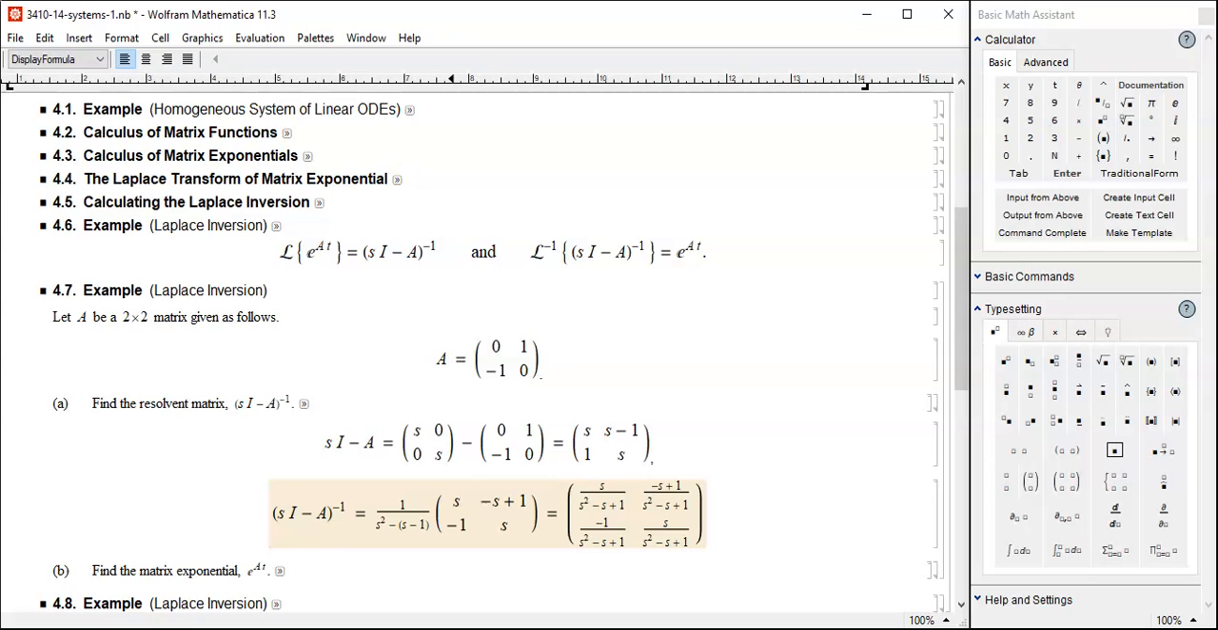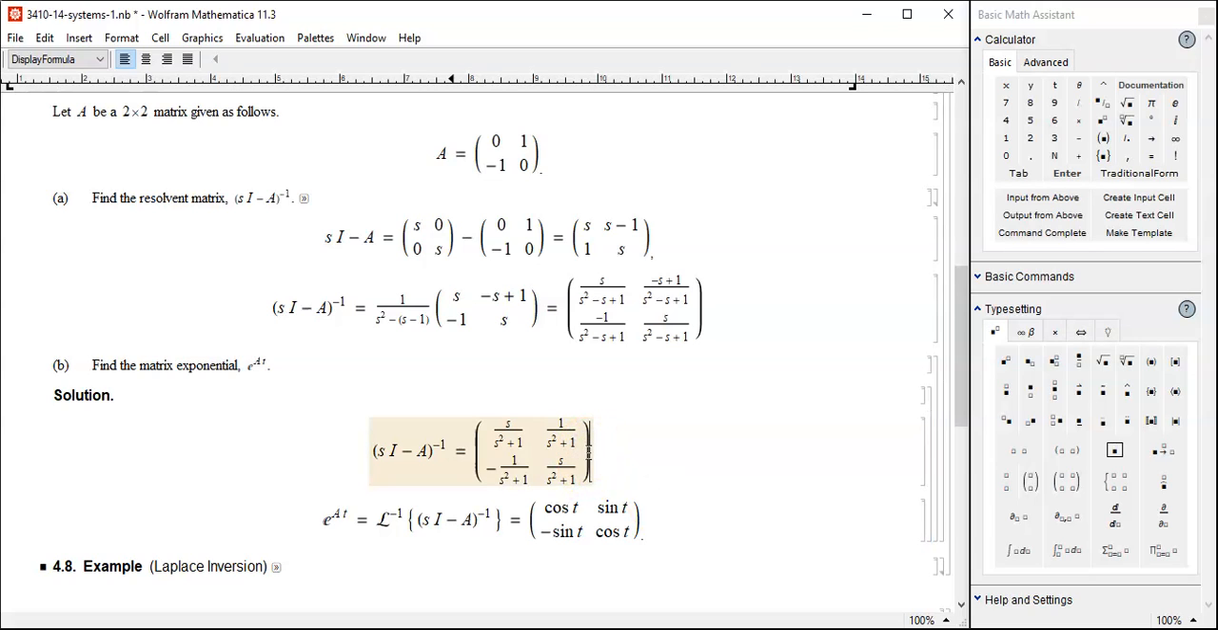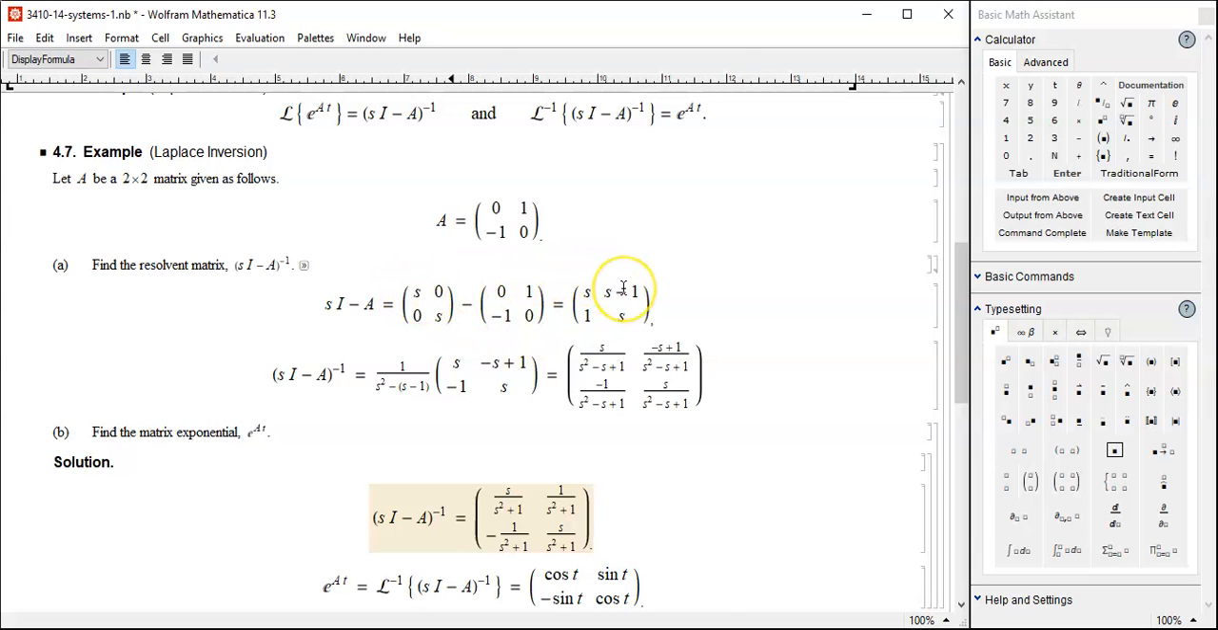Now, to find the matrix exponential, I have to take the Laplace inversion. How do I take Laplace inversion from here? And let's see. The denominator is prime, so I cannot factor it, so I'm going to get sine, cosine. Oh, excuse me, did I make a mistake? Oh, this is not s minus 1 over here. This is wrong. I made a mistake here.